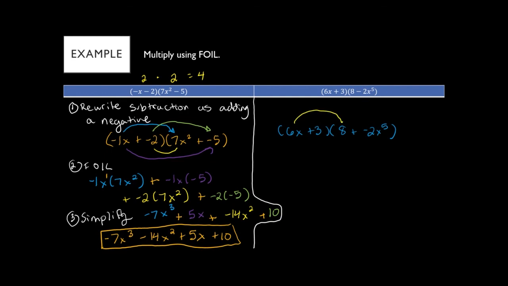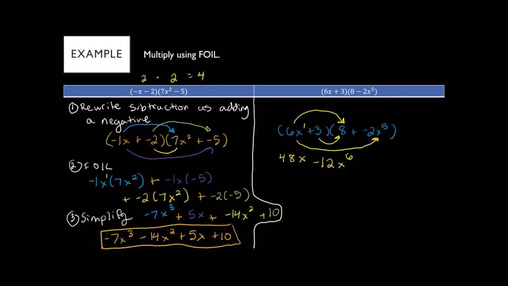So first, 6x times 8. And what I usually do is do that multiplication in my head. So I'll show you what that looks like instead of writing every step. So I'd literally say, okay, 6 times 8 is 48. And then I have the x. Then outside, 6x times -2x to the 5th. So 6 times -2 is -12. And then x has an exponent of 1, so 1 plus 5 is 6. So that's going to be x to the 6th.